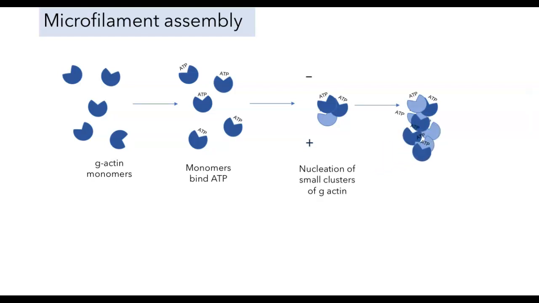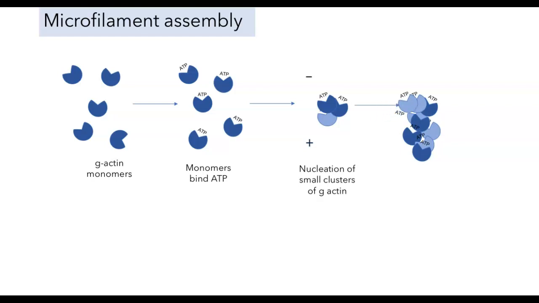elongating the microfilament. Now a couple things about my cartoon. Although I've colored the subunits a light blue and a dark blue, that's just so you can keep track of where they are. They're identical subunits. The other thing you might have noticed is that I've shown the monomers preferentially adding to the plus end. That's what the plus end means. It means it grows more rapidly than the minus end.